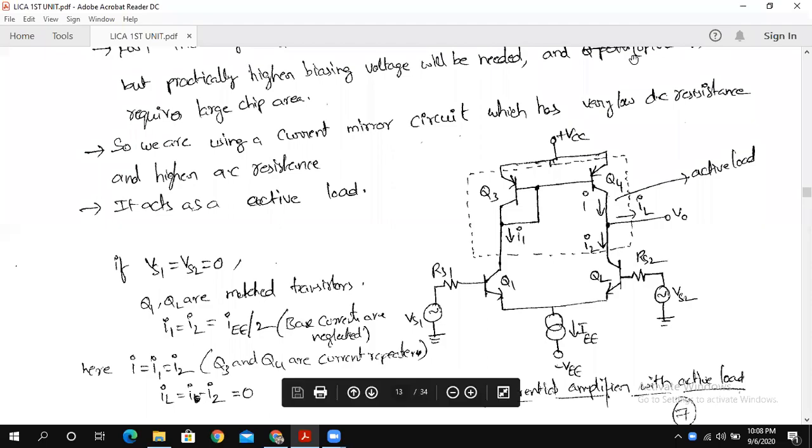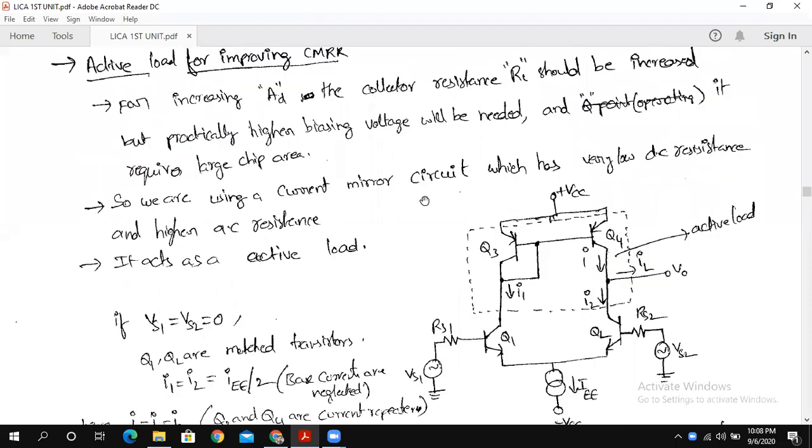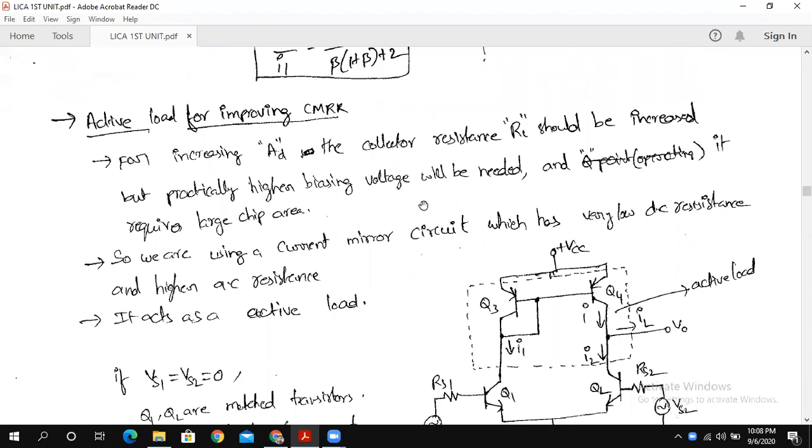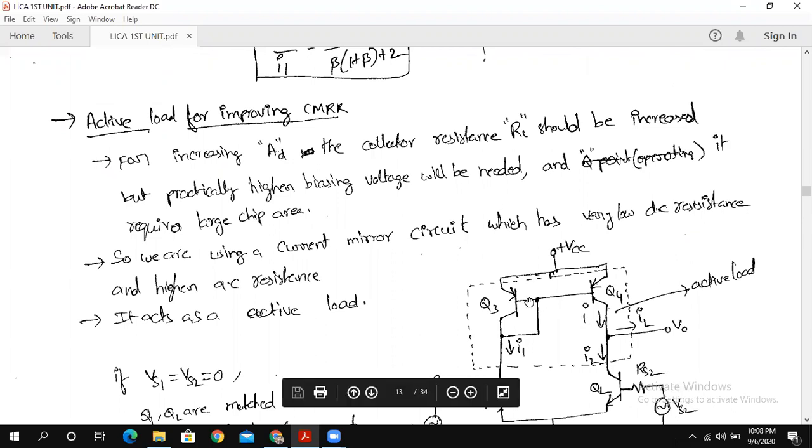In the last class, we have discussed the constant current source, current mirror circuit. So for improving CMRR, today we are going to discuss active load for improving CMRR. In this active load, we are going to consider a current mirror circuit in the place of emitter resistance RE. In the place of emitter resistance RC.